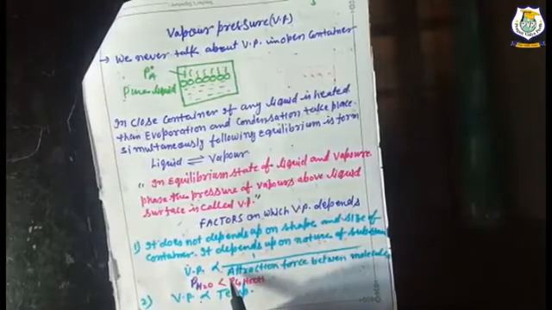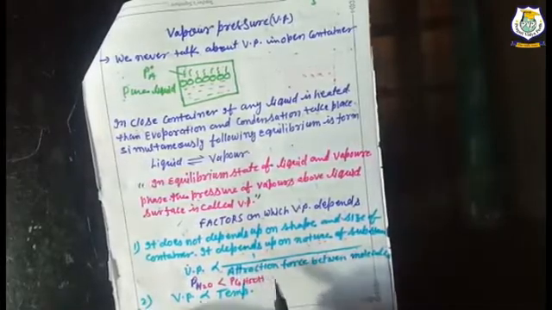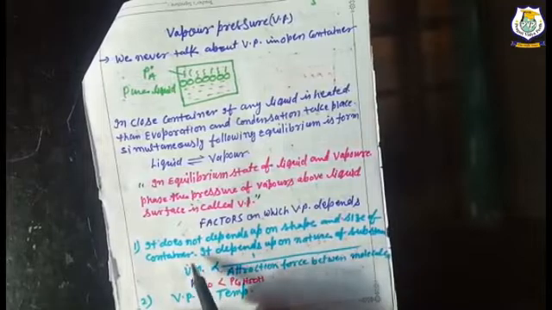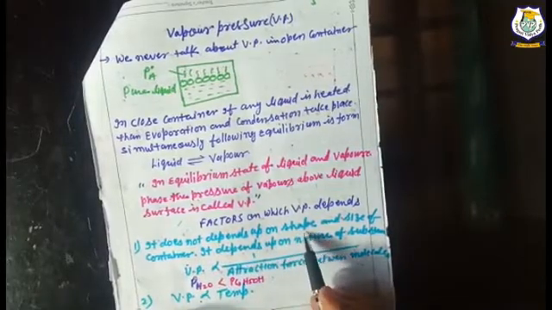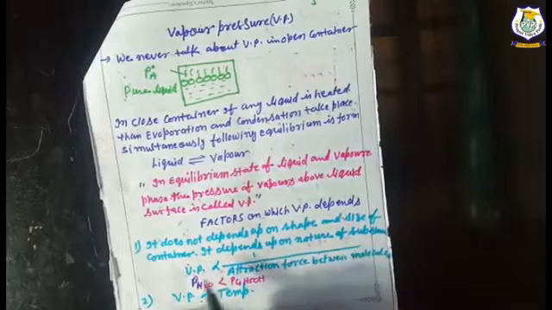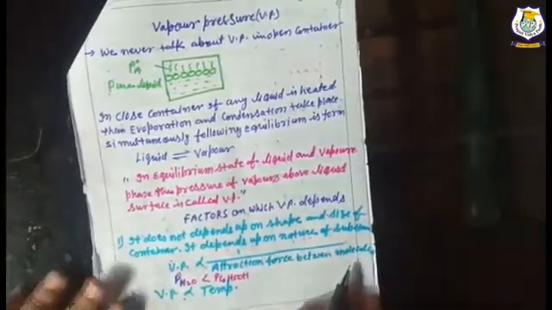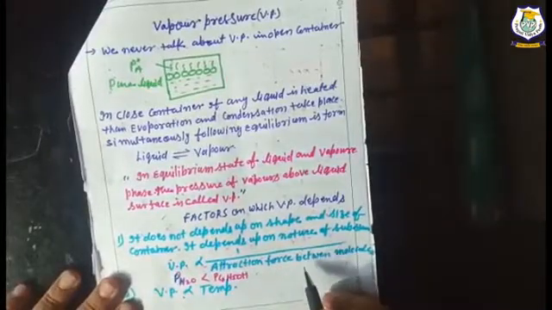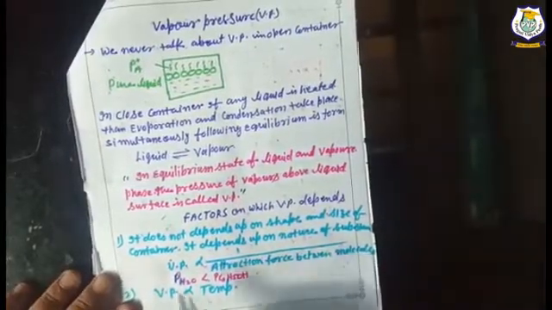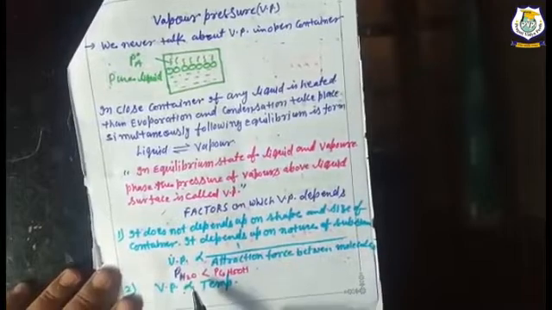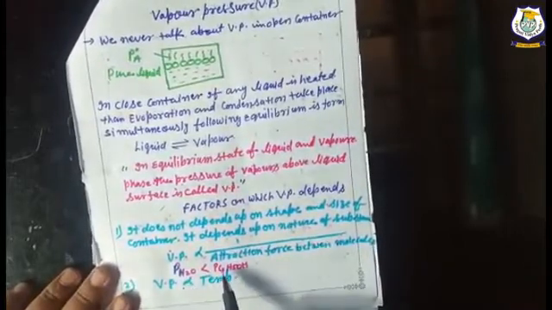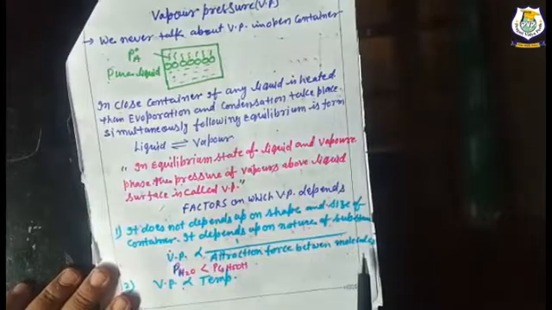Vapor pressure does not depend upon the shape and size of the container. It depends upon the nature of the liquid, and the nature of the liquid depends upon the attraction force between the molecules. The vapor pressure of a liquid is inversely proportional to the attraction force between the molecules.